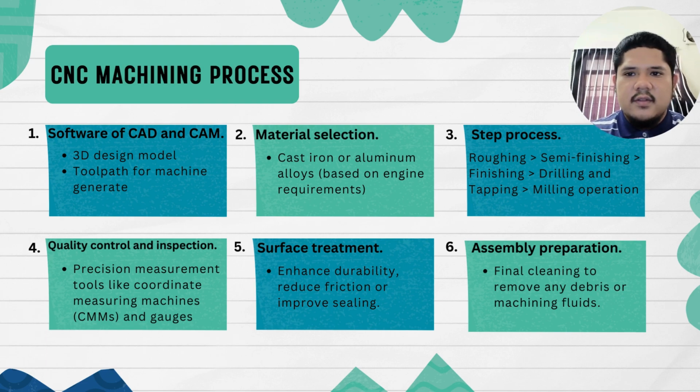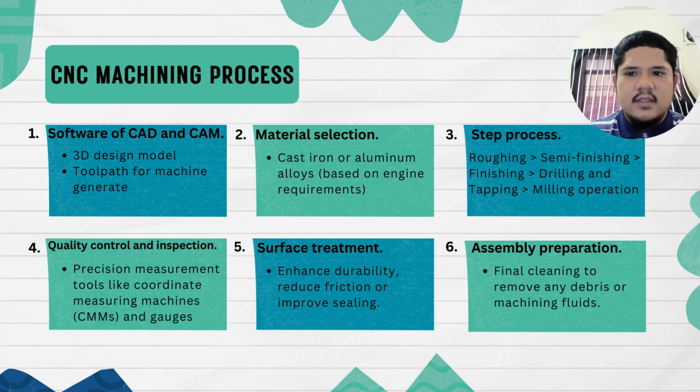Okay, for quality control and inspection, it is done throughout the machining process. Regular inspections are conducted using precision measurement tools like coordinate measuring machines (CMMs) and gauges. In surface treatment, processes such as shot blasting, honing, or surface coating may be applied to enhance durability, reduce friction, or improve sealing of the engine block.